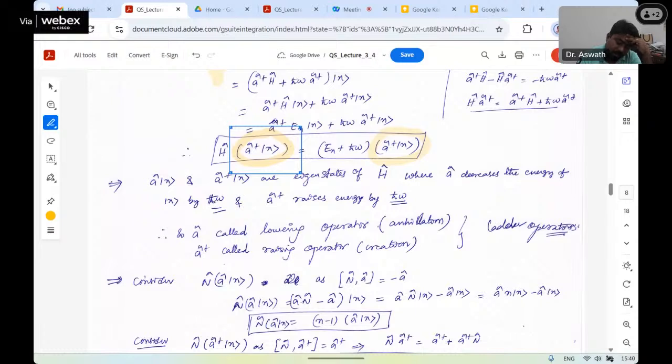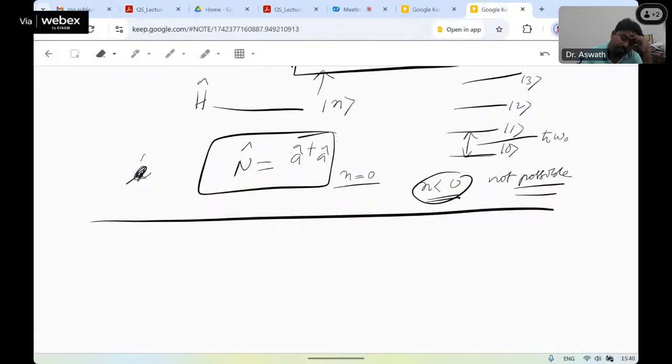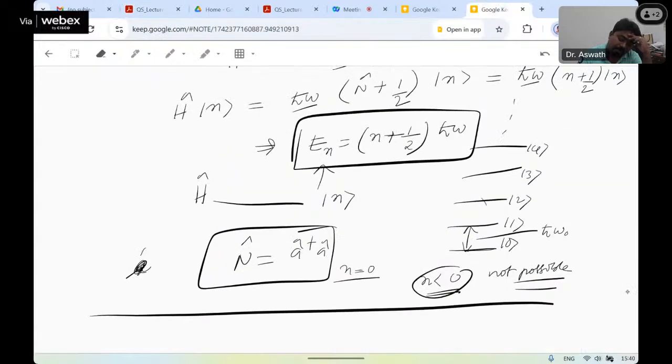In the case of A, it lowers the energy by h omega. So A is called an annihilation operator, and A dagger is called a creation operator. Or you can say A and A dagger are both ladder operators. They just raise or lower the system. If the electron is in this state and I apply A dagger, the electron is raised to the next level. Or if I apply A, the electron is pushed down.